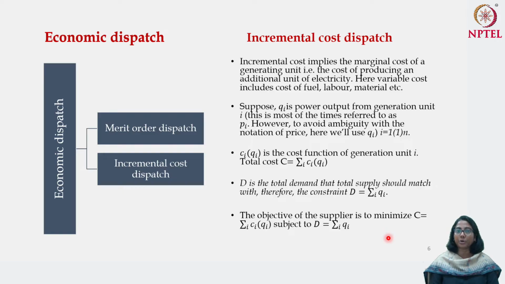We again go back to the production theory. The objective of the supplier or the producer is to minimize the total cost of the power plant, which is given by C, equal to summation over i of Ci(Qi), which is a function of Qi, subject to the constraint that D, that is demand, is equal to total supply, which is summation over i of Qi. So this is the objective function of the power plant. If this function is satisfied, then we will see that the economic efficiency will also be ensured.